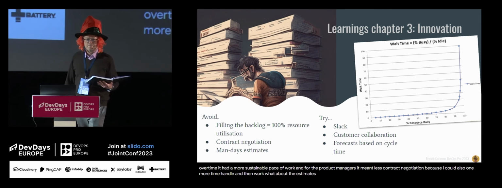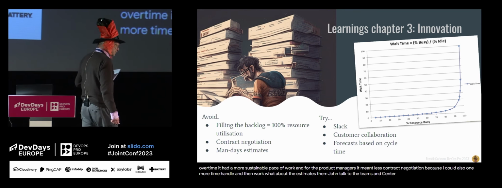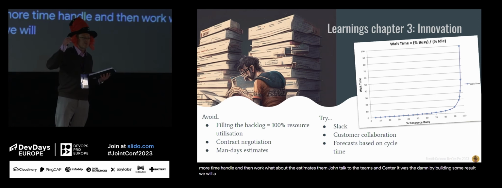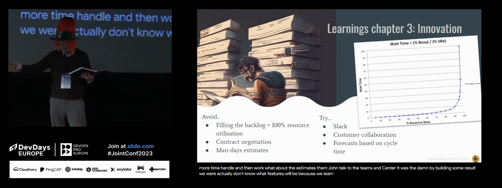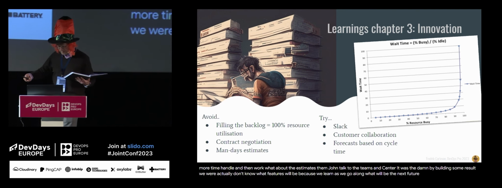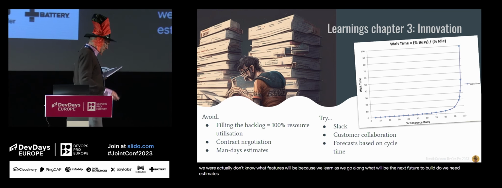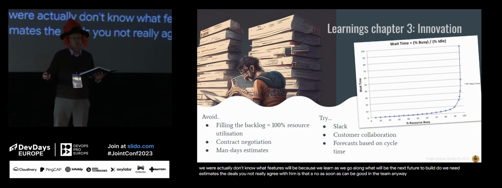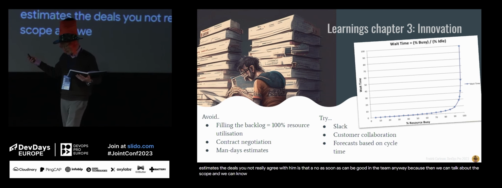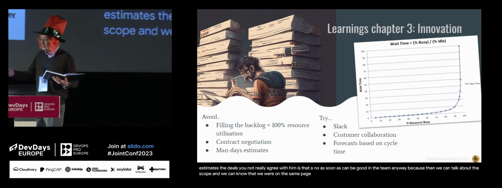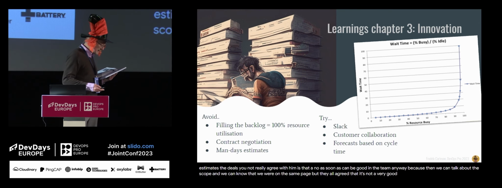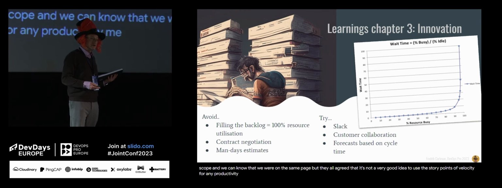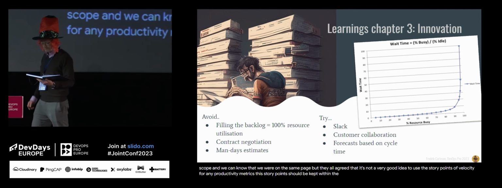What about estimates then? John talked to the teams and said, do we really need to make estimates? I mean, if we're setting up a goal based on results where we actually don't know what features will be, because we learn as we go along what will be the next feature to build, do we need estimates? The teams did not really agree with him. They said that, no, estimates can be good in the team anyway, because then we can talk about the scope and we can know that we are on the same page. But they all agree that it's not a very good idea to use story points or velocity for any productivity metrics. The story points should be kept within the team.